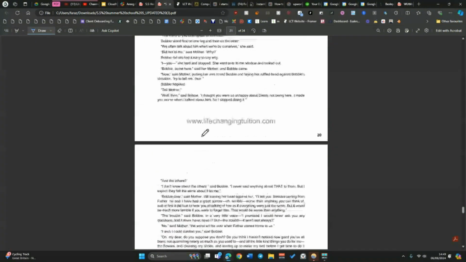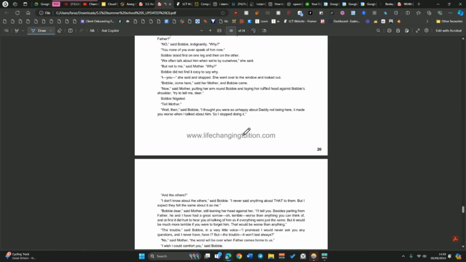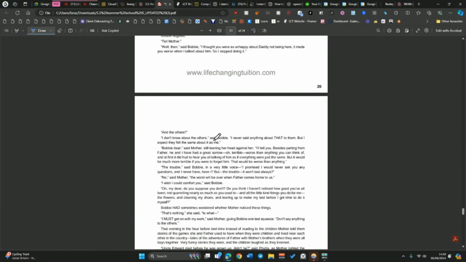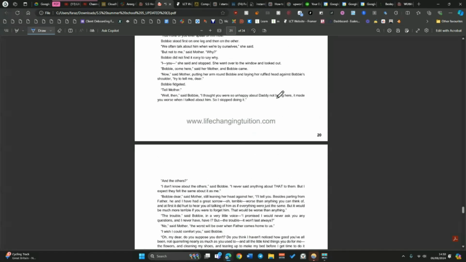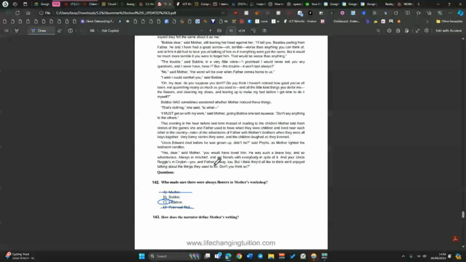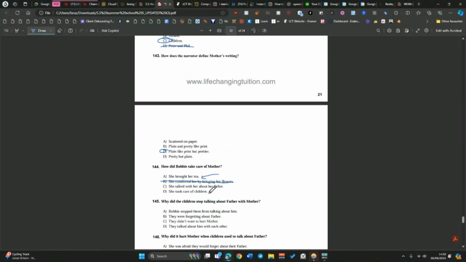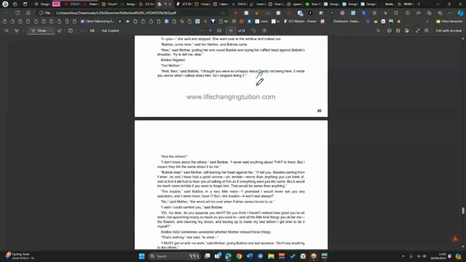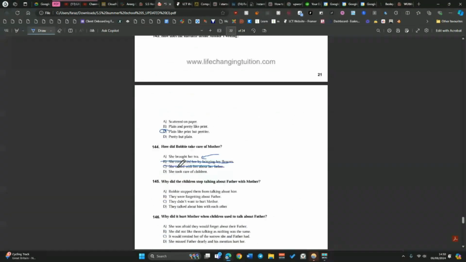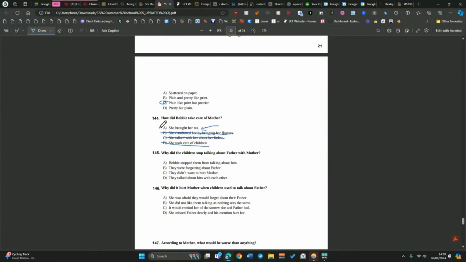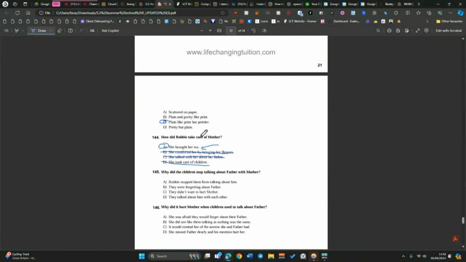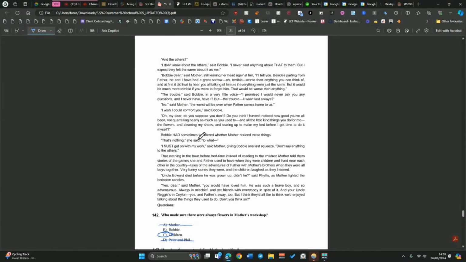So it doesn't look like they're speaking that much about father being here. And it's actually about Bobby's father, not the mother's father, right? So it can't be C. She took care of the children. There is no evidence of that just yet. We do know that she's definitely bringing tea to her, and that's probably an indication of how Bobby is. It seems like she is taking care of mother.